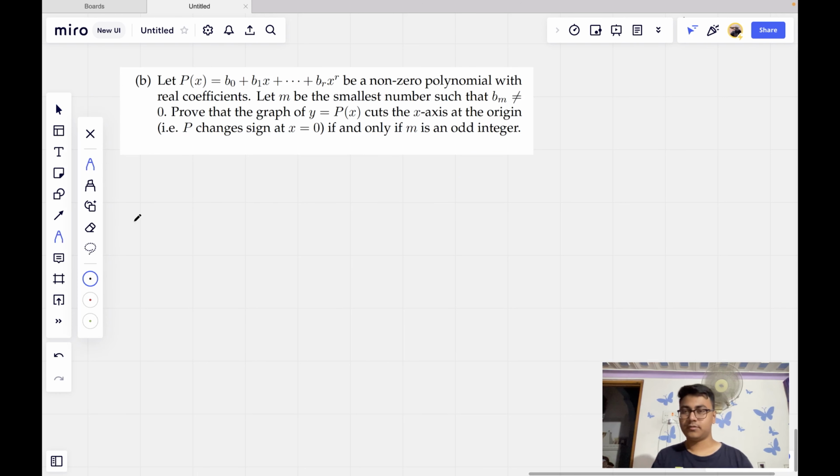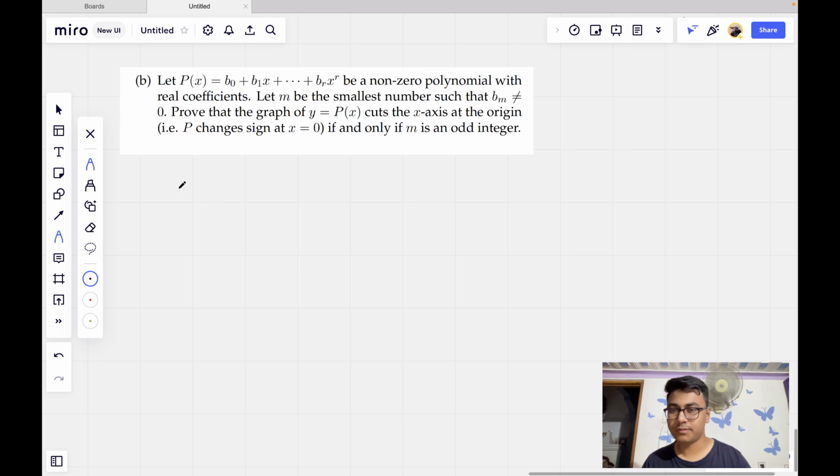This is the second part of the question. We now have a polynomial p of x. It's a non-zero polynomial with real coefficients, and m is given to be the smallest number such that the coefficient bm is not equal to 0. That is, all of the coefficients b0, b1, all the way till bm minus 1 are equal to 0.